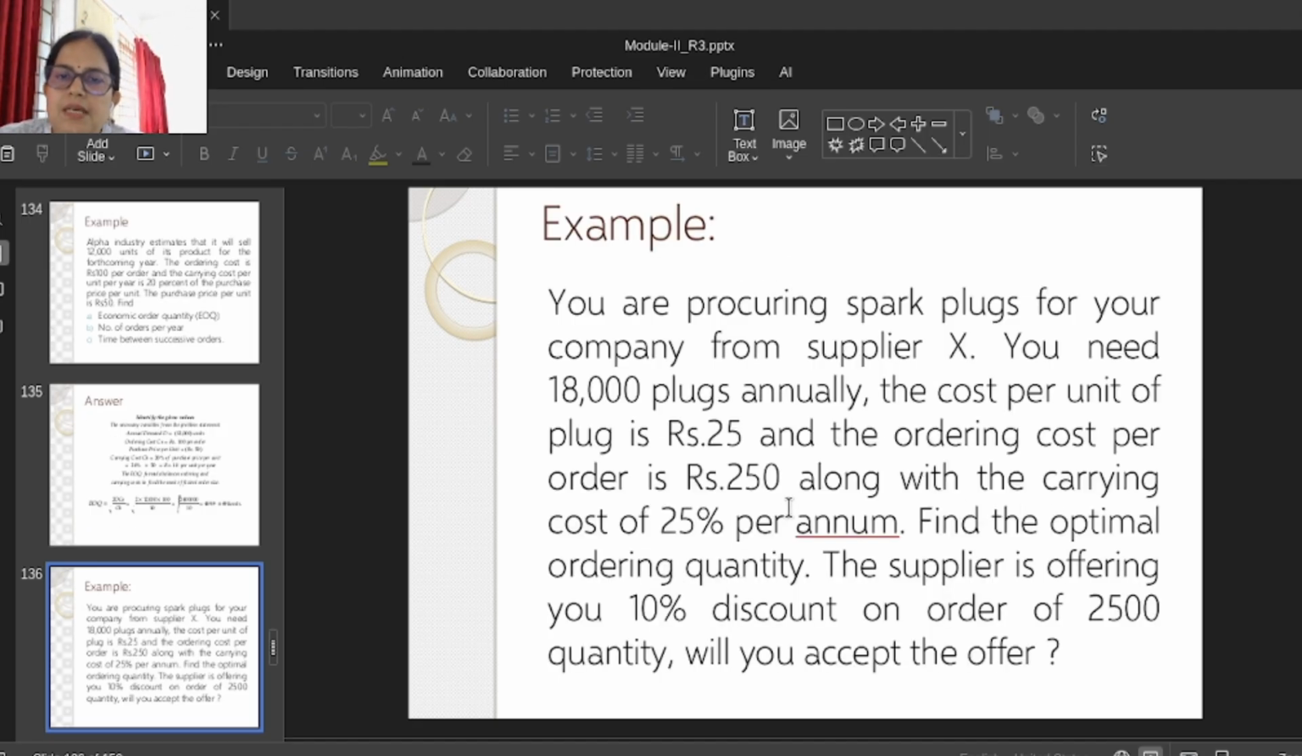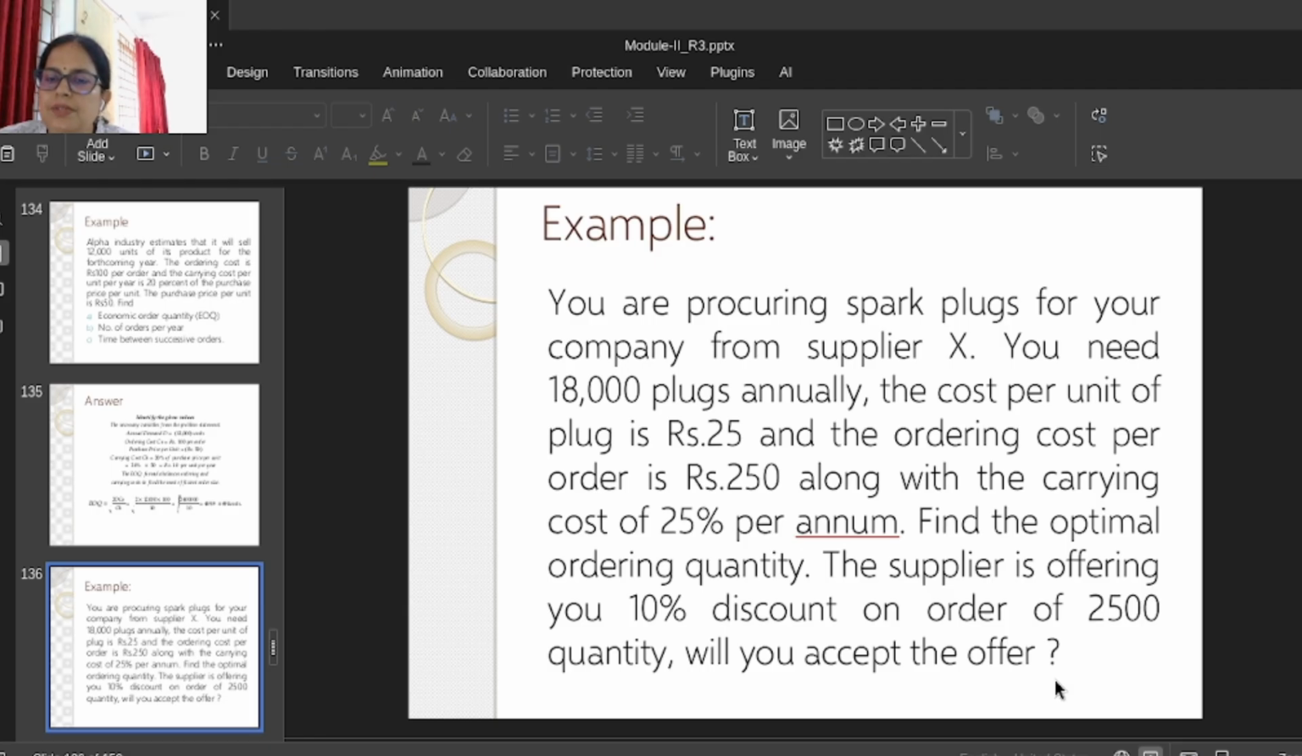This is another example. You are procuring spark plugs for your company from supplier X. You need 18,000 plugs annually. The cost per unit of the plug is 25 and the ordering cost per order is 250, along with the carrying cost of 25% per annum. Find the optimal ordering quantity. The supplier is offering a 10% discount on an order of 2,500 quantity. Will you accept the offer?